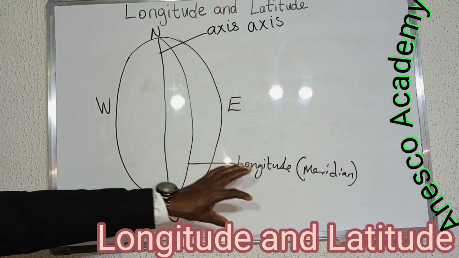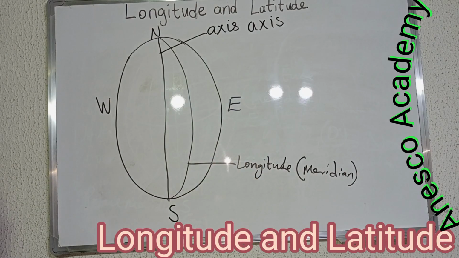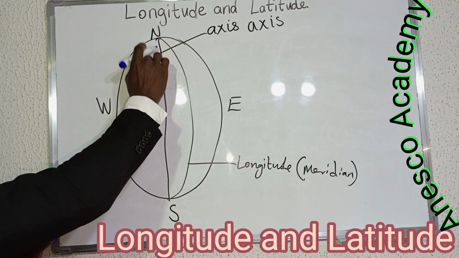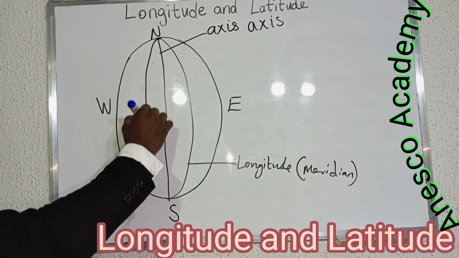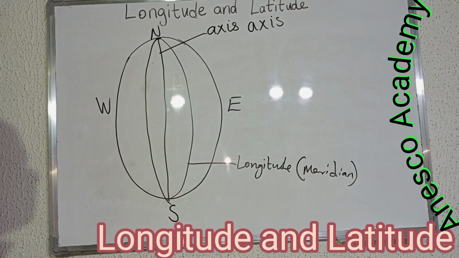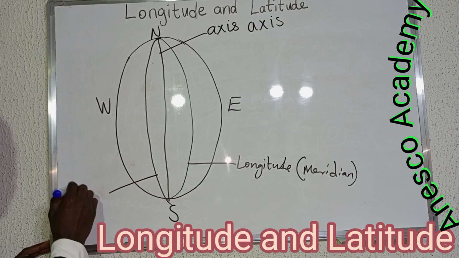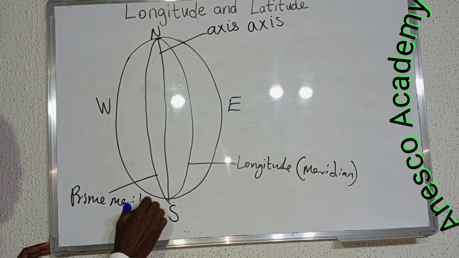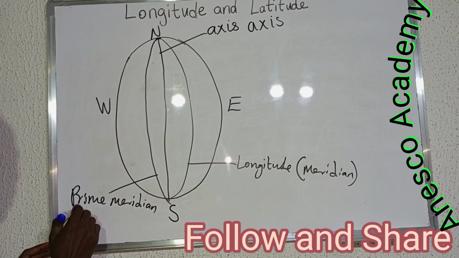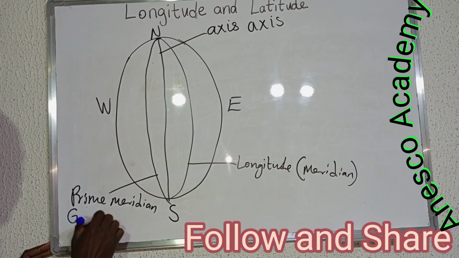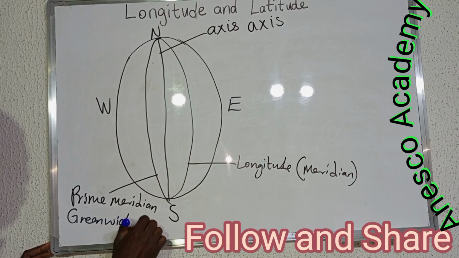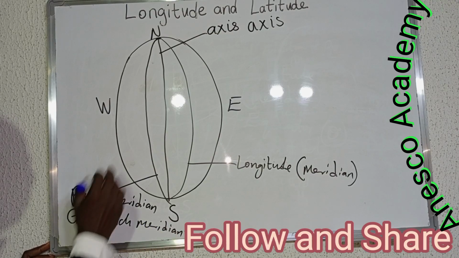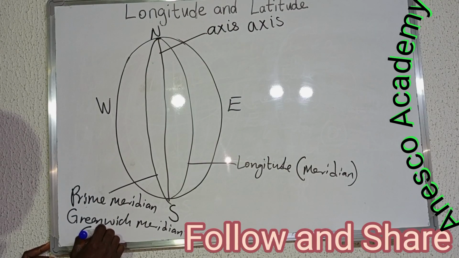Now, this meridian or longitude, there is one particular one that passes through Greenwich in London, and it is designated as 0 degrees. That one is called prime meridian. Some people call it Greenwich meridian. Now it is located at what? Longitude 0 degrees.